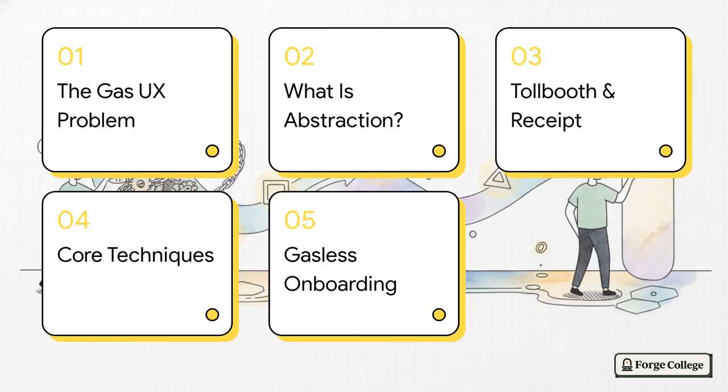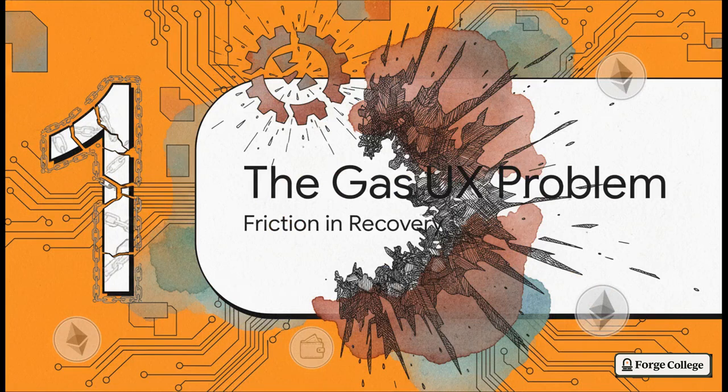Here's a quick look at our blueprint for today. We'll start with the gas UX problem, define what gas abstraction actually is, introduce the toll booth, courier, and receipt model, cover some core techniques, and then finally, map out gasless onboarding design. All right, let's dive into section 1, the gas UX problem.